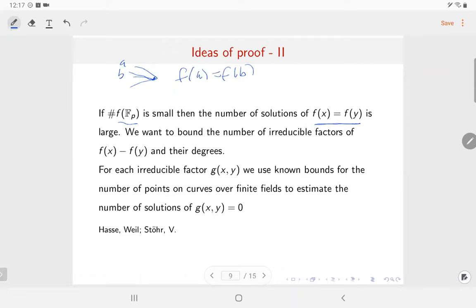So what we're going to do is argue by contradiction. We want to get the lower bound for this number. If we assume it's very small, it means that this equation in two variables has lots of solutions.